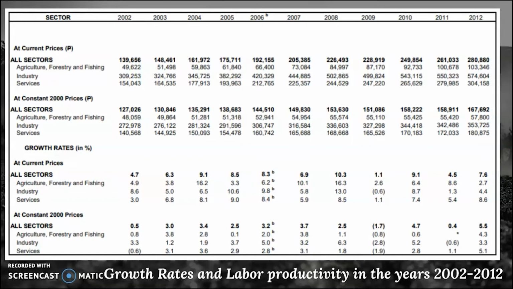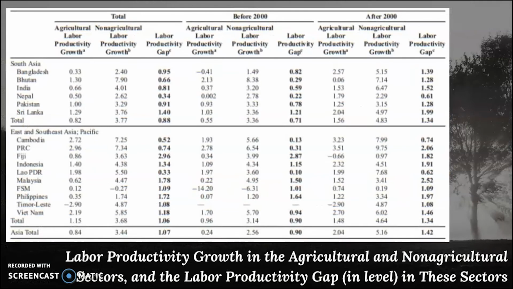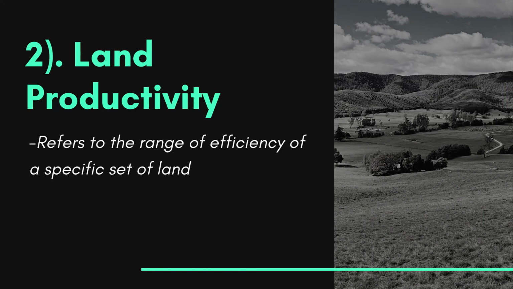Now, during the years 2002 to 2018, it can be seen that the agricultural sector, in terms of labor productivity, is likewise increasing. This is also because of the improved technologies and farming techniques the country is currently adapting in order to improve the competitive advantage of the agricultural sector. But in terms of agricultural labor productivity growth against our neighboring countries, the Philippines is one of the lowest on the list, primarily because of the continual and rapid innovation of our neighboring countries in their agricultural sector compared to ours. So let us move on to land productivity.